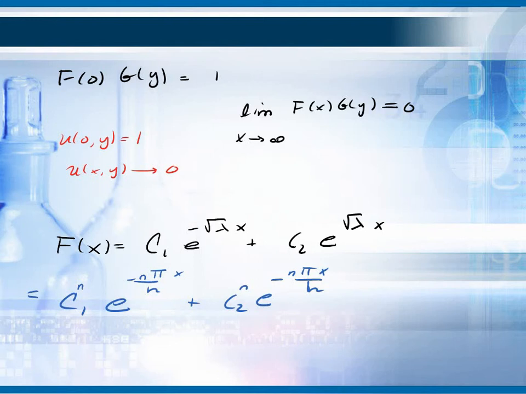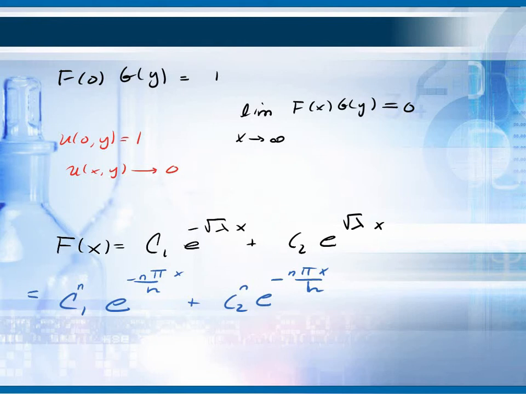Well, now I have the other boundary conditions. f at 0, g of y is supposed to be 1. And the limit as x goes to infinity of f of x, g of y is equal to 0. I got those from u at 0, comma y is equal to 1, and u of x, y goes to 0 as x goes to infinity. So those two pieces I haven't used yet.